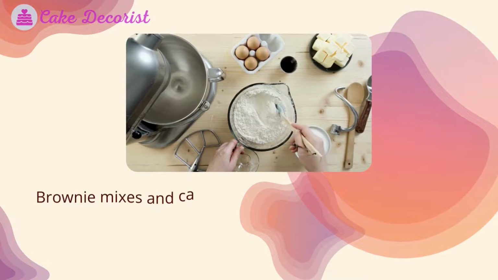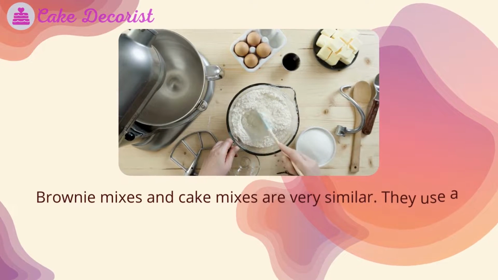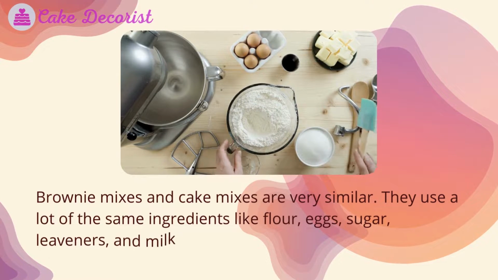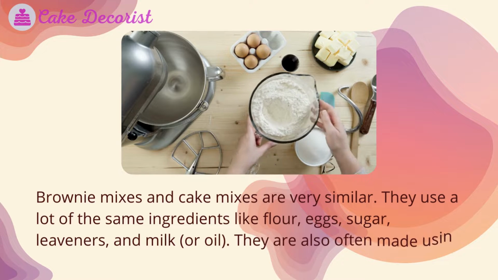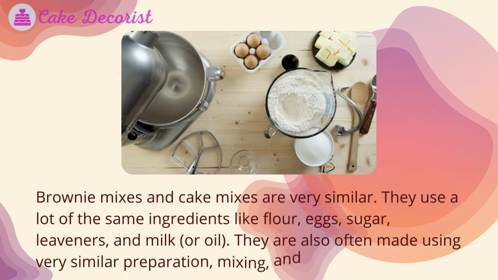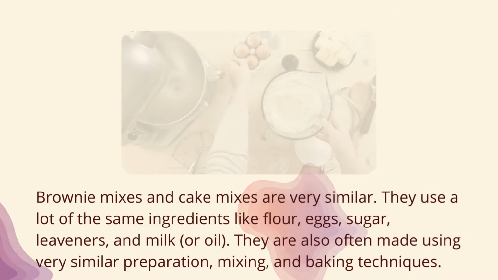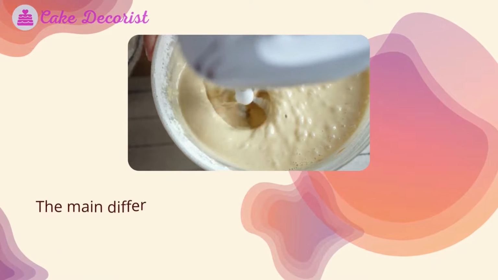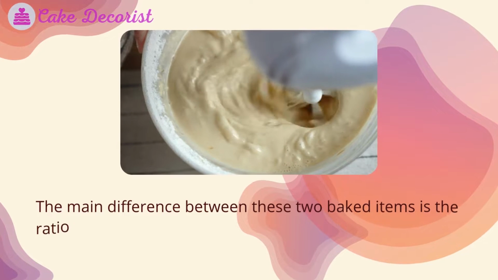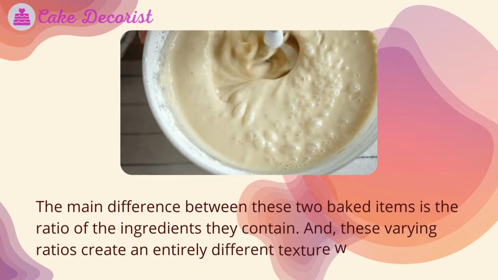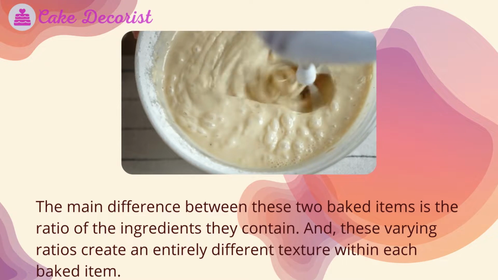Brownie mixes and cake mixes are very similar. They use a lot of the same ingredients like flour, eggs, sugar, leaveners, and milk or oil. They are also often made using very similar preparation, mixing, and baking techniques. The main difference between these two baked items is the ratio of the ingredients they contain. And these varying ratios create an entirely different texture within each baked item.